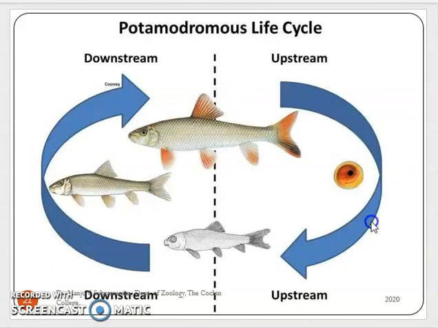So this is a pictorial representation of the Potamodromous migration. The adult either migrates upstream or downstream, and after laying the eggs they just return, because they know that the food will be minimal for the growth of the young ones hatching from the eggs.